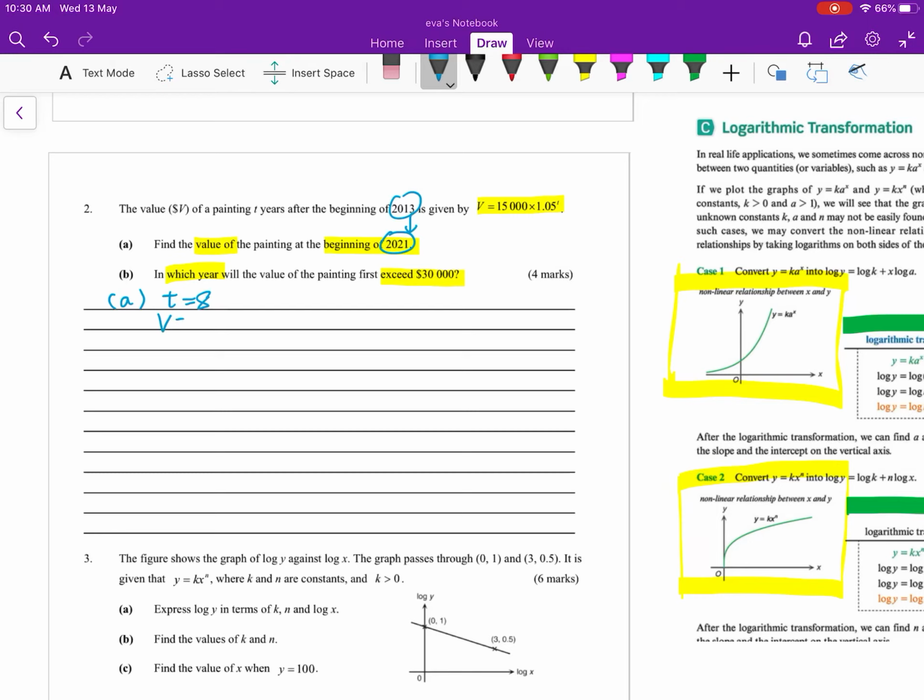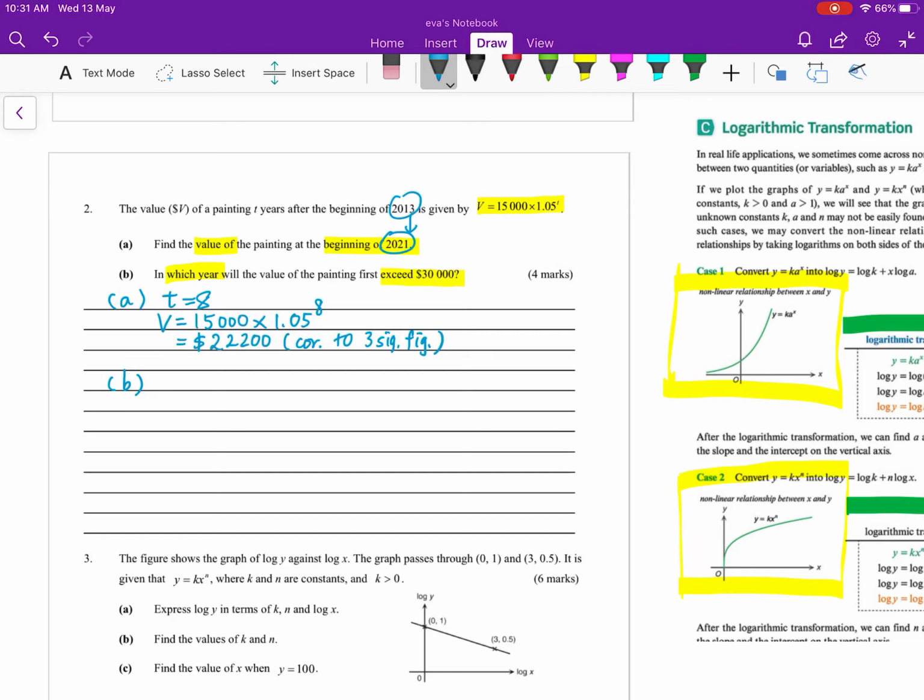Okay, so we will have V equal to 15,000 times 1.05 to the power of 8, and you just find it out by your calculator. So this is equal to $22,200 for 3 significant figures. Correct, 3 significant figures. Okay, this is part A.